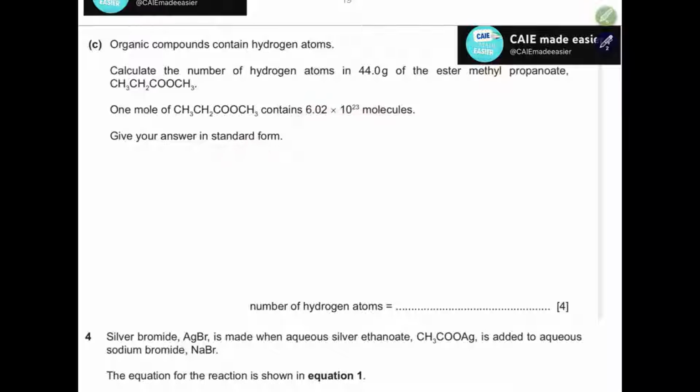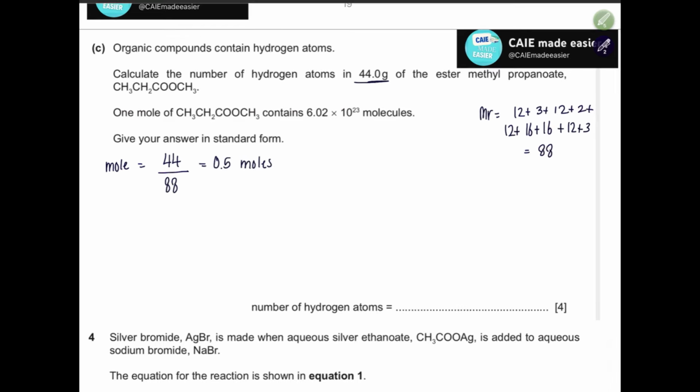Okay, so we need to calculate the number of hydrogen atoms. To do that, first we need to find the moles. Moles is going to be mass divided by MR. Mass is 44 grams. What about MR? Add it here to find MR. 12 plus 3 plus 12 plus 2 plus 12 plus 16 plus 16 plus 12 plus 3. This gives you 88. So 44 divided by 88 is going to be 0.5 moles.